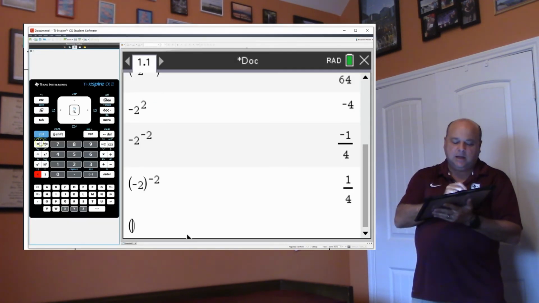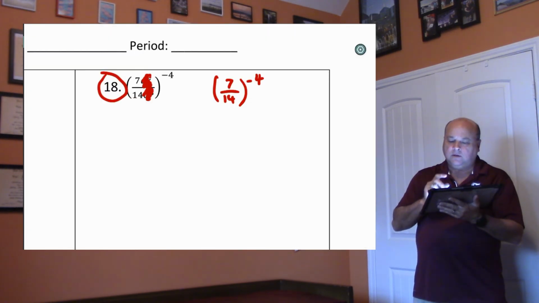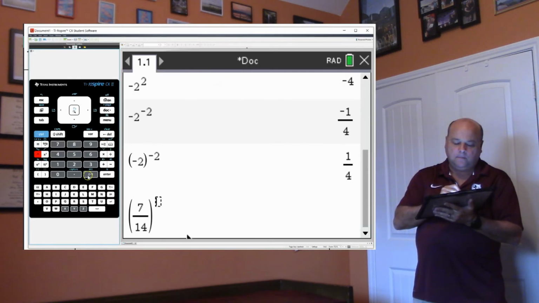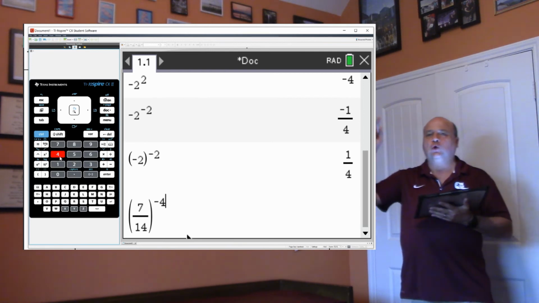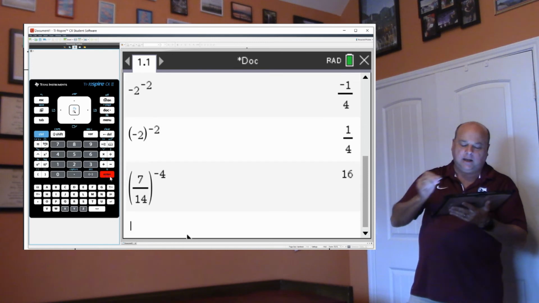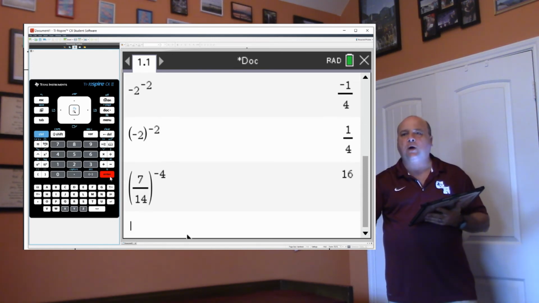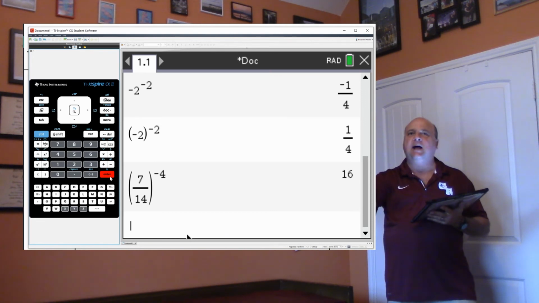Type in parentheses, hit Control Divide, type in 7 over 14, close the parentheses, and then do caret negative 4. Okay, so notice I took the letters out and I'm just typing in the number. Hit enter and I get 16. If this is a multiple choice problem and the answer choice does not have 16, it is wrong.